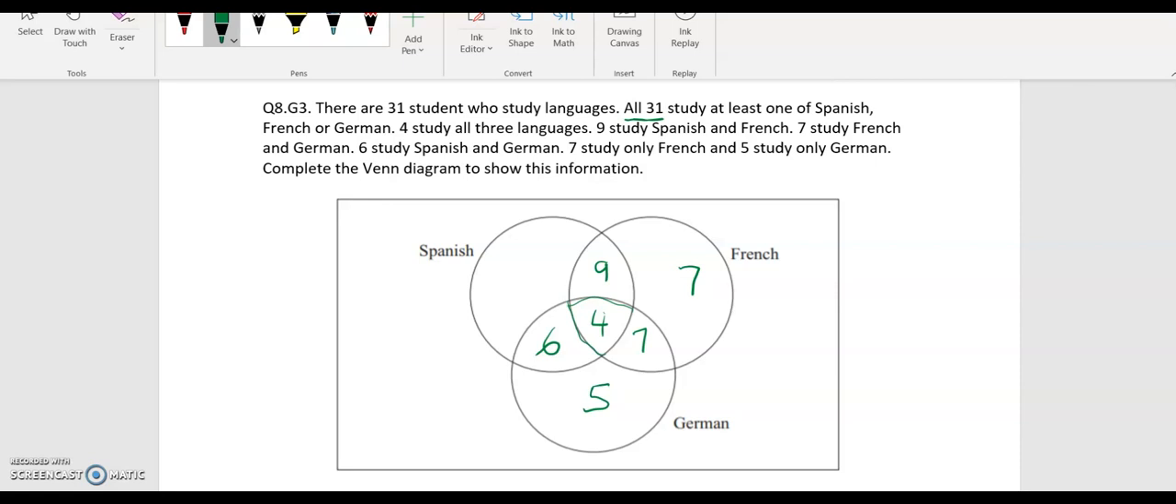Now, the sort of questions that you could get that link to this would be to work out the probability of a student studying all 3 of the languages, for example, which is this one here, the 4. The way you'd work that out would be 4 out of the total, which is 31. So 4 divided by 31. Or you could have a question such as work out the probability of a student who studies French and Spanish, or studies 2 languages. So that would be looking at these in here, adding them up out of the total. So there are a range of questions that you could be asked in here, although this specific one is just asking us to fill in the Venn diagram.